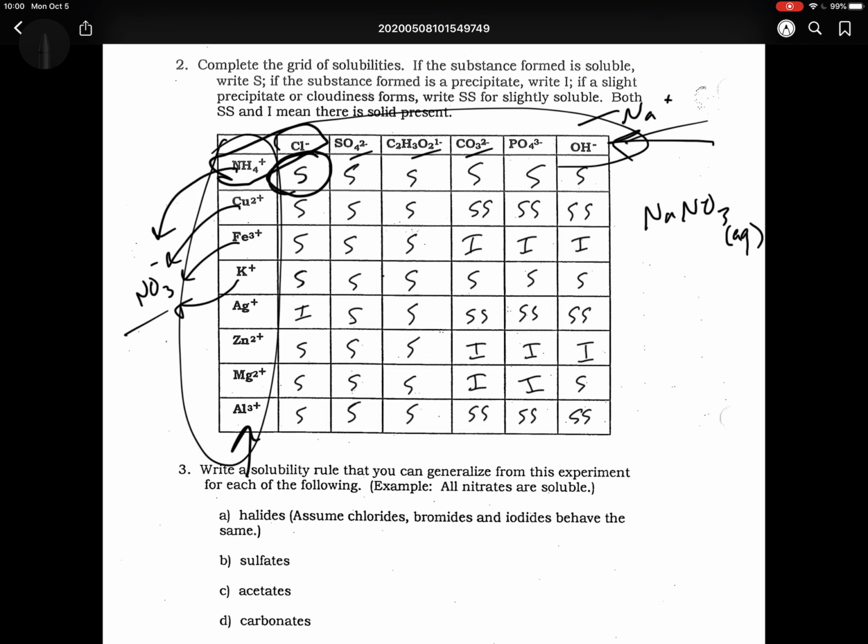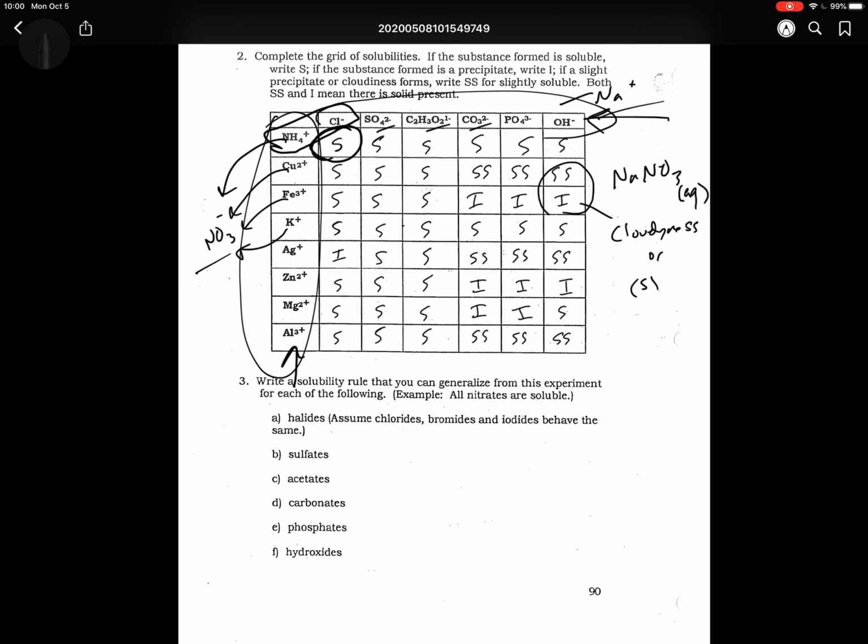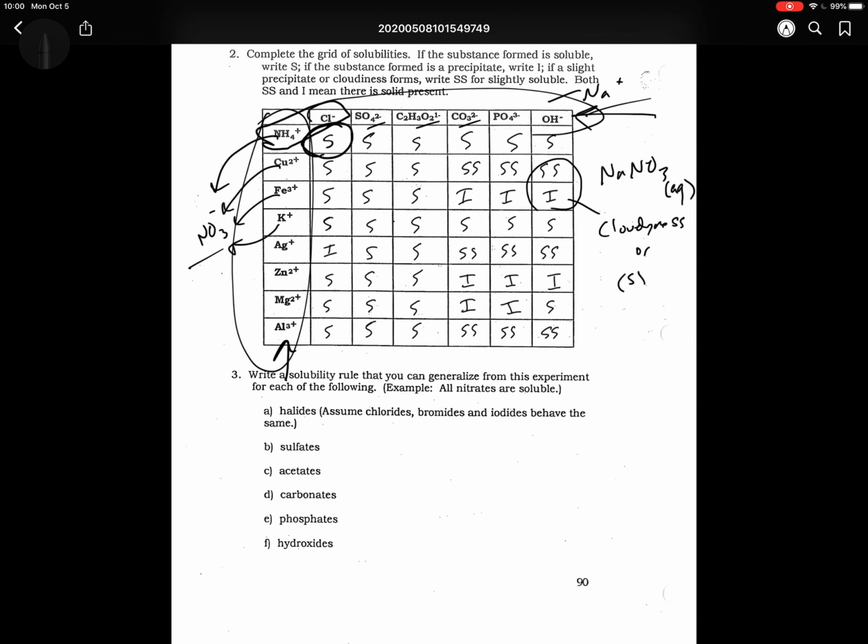So S written here means that it's soluble, so no solid formed. An I or an SS, they sort of mean the same thing here. These mean that we were seeing some cloudiness or the formation of a solid. That would indicate that these things are insoluble. And so what you're going to do is look at this table and then write some general rules.